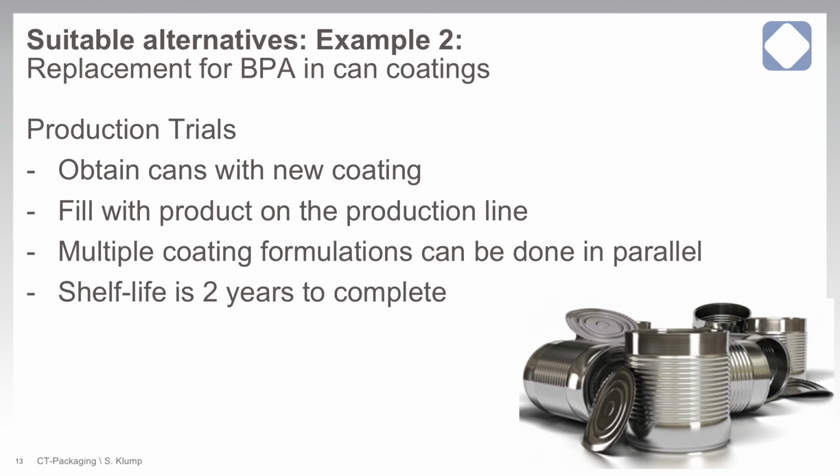Production trials. Okay, we gotta get new cans with the new coating. We gotta fill it on the production line. While you're doing that, you can run multiple coatings at the same time, but that still makes it a little more difficult, a little more complicated. You have to track whose is which, is where, how many different versions you have. And then you have shelf life, 2 years to complete.